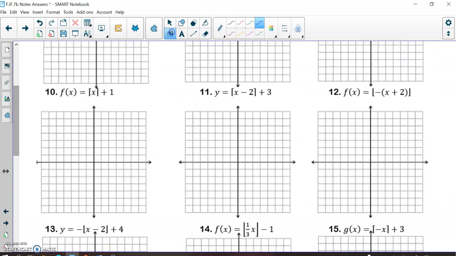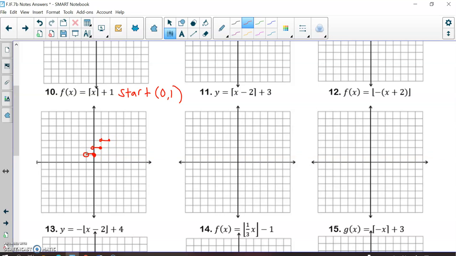Looking at number 10, my start is at (0, 1). My a value is 1, my b value is 1, so I go up 1 over 1, up 1 over 1. This is a ceiling, so I open all of these up to the left.